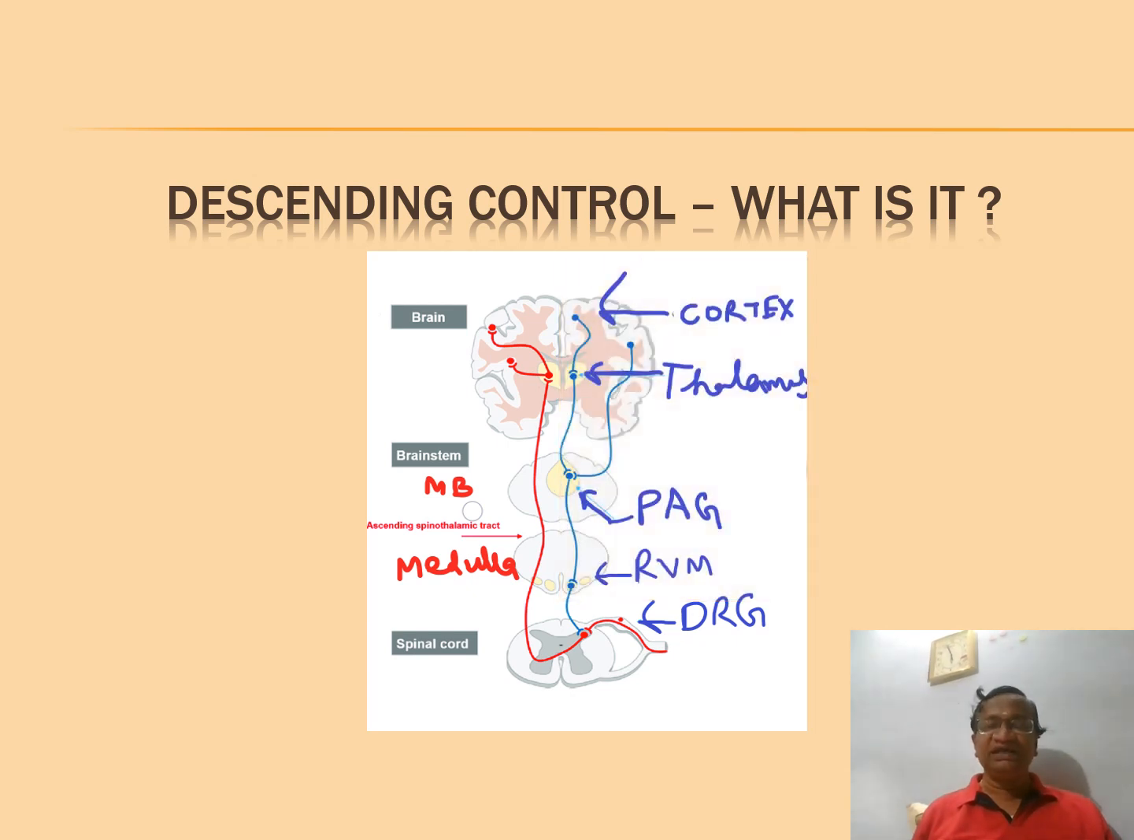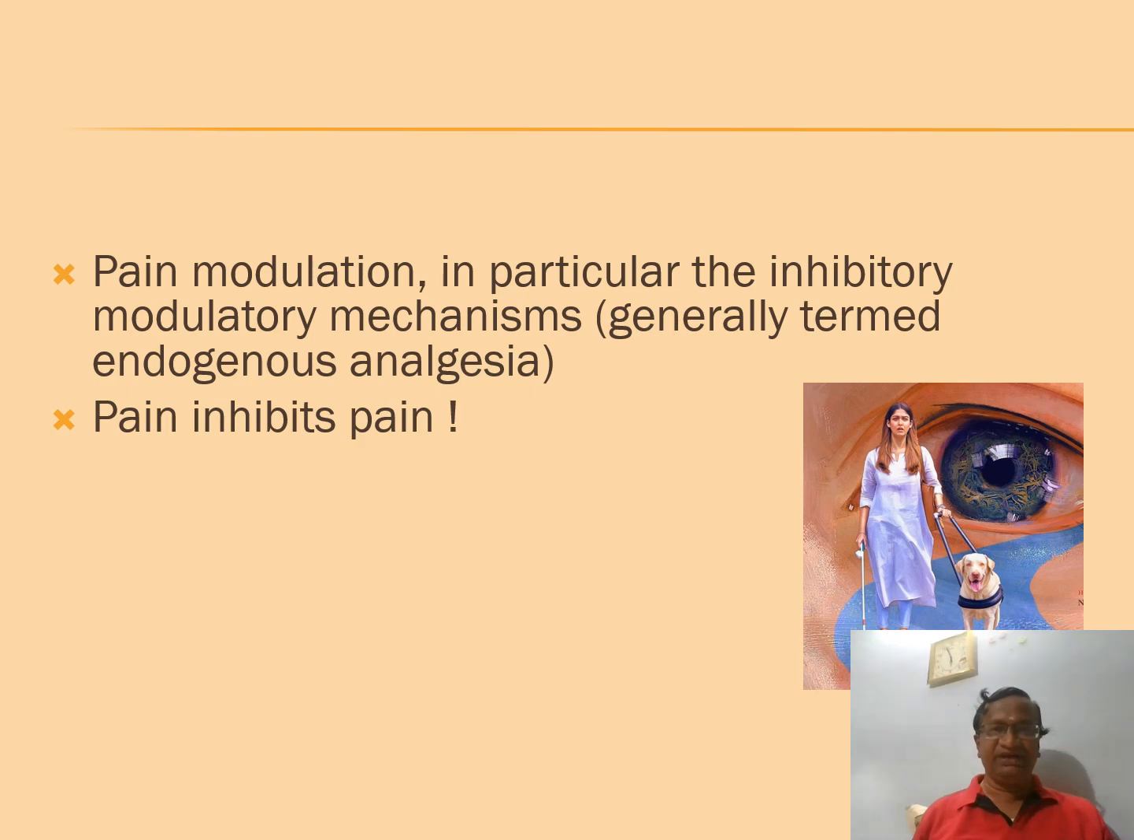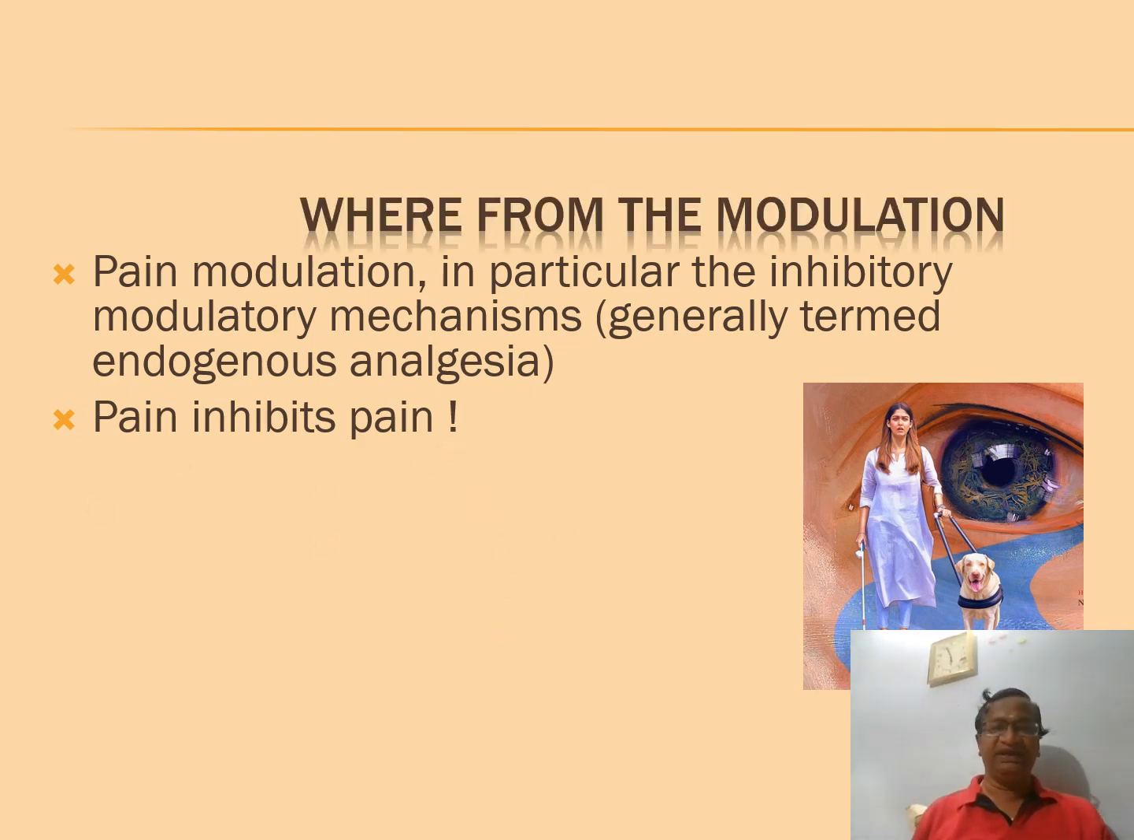Something called the descending control. We have the rostral-medial nucleus, periaqueductal gray, the dorsal root ganglion, cortex. From there, a lot of things pass into the DRG. This is what is called the descending control of pain. Pain modulation, in particular the inhibitory modulation, is what is called endogenous analgesia. When a pain is stimulated, the descending control comes and pain decreases a little. This is what is called pain inhibiting pain.